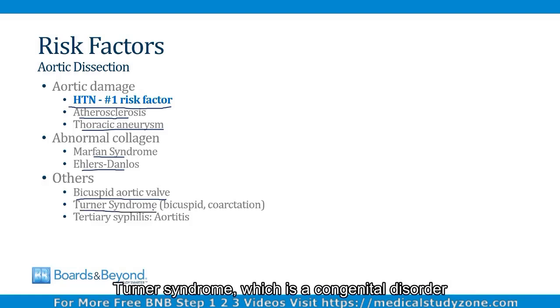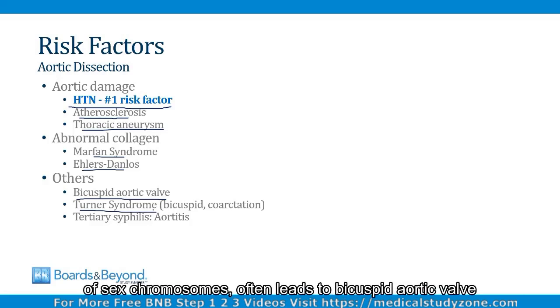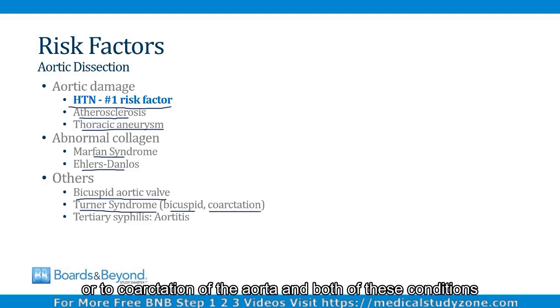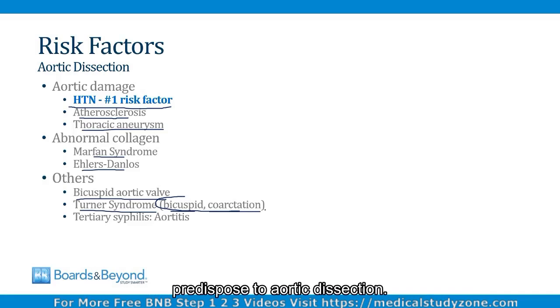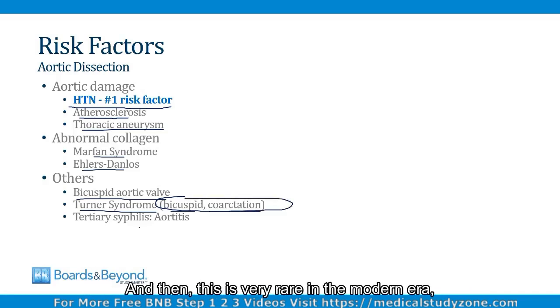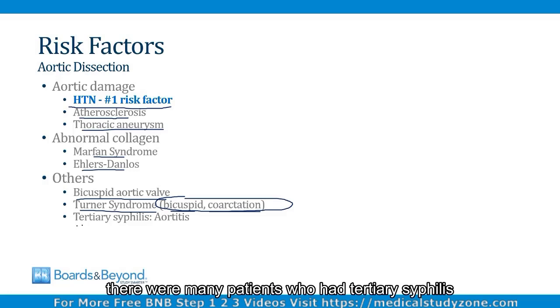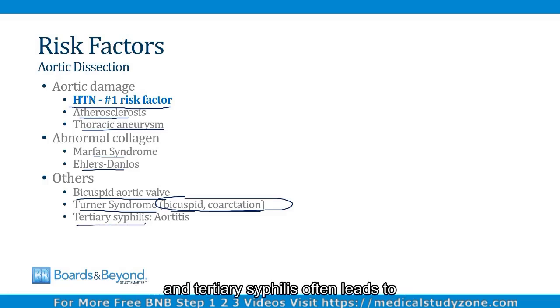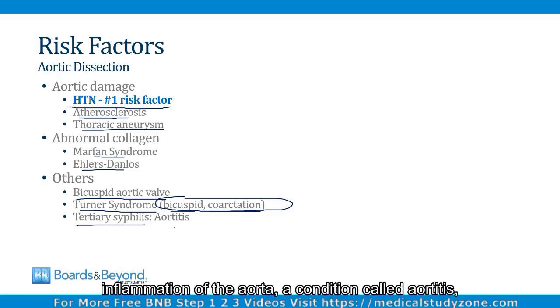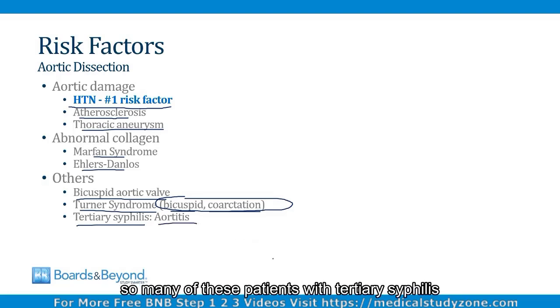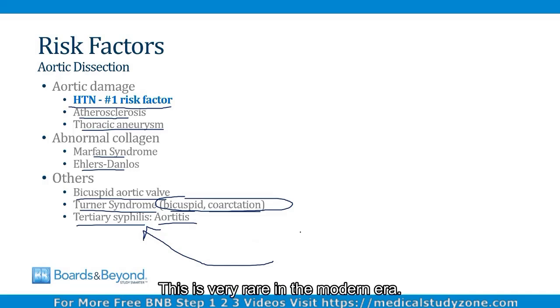Turner syndrome, which is a congenital disorder of sex chromosomes, often leads to bicuspid aortic valve or to coarctation of the aorta, and both of these conditions predispose to aortic dissection. And then this is very rare in the modern era, but years ago, before the antibiotic era, there were many patients who had tertiary syphilis, and tertiary syphilis often leads to inflammation of the aorta, a condition called aortitis. So many of these patients with tertiary syphilis would develop aortic dissection. This is very rare in the modern era.